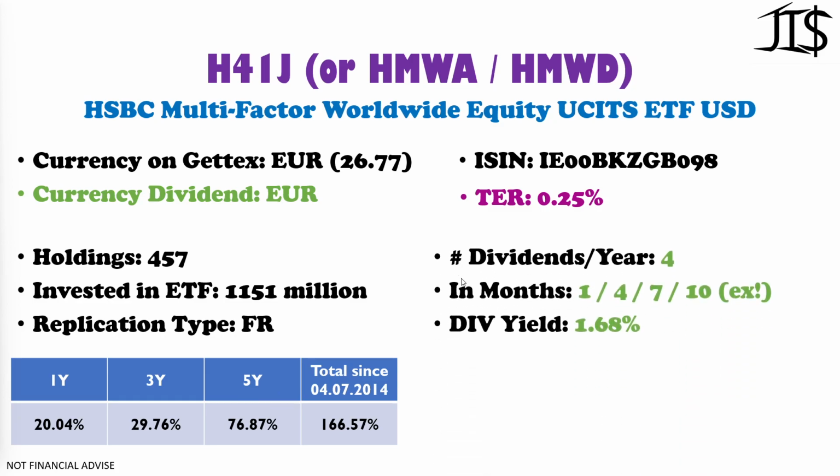It distributes 4 dividends per year in January, April, July, and October. But that's the ex-coupon date. So keep in mind, HSBC, they are really slow in paying out the dividend, certainly for this ETF. So you have to wait almost 4 weeks until you get paid out the dividend. So keep this in mind when you want to invest in this one.